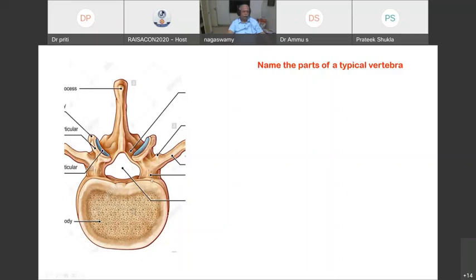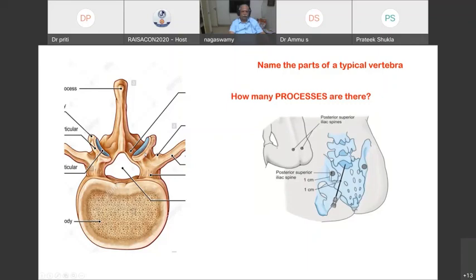It's pedicle. Okay. What about this portion connecting the transverse and the spinous process with a gap? This is the lamina, okay, and this is the articular facet. These are all the things. So, how many processes are there? There are three: spinous process, transverse processes. Okay? So, this is the posterior superior iliac spine.